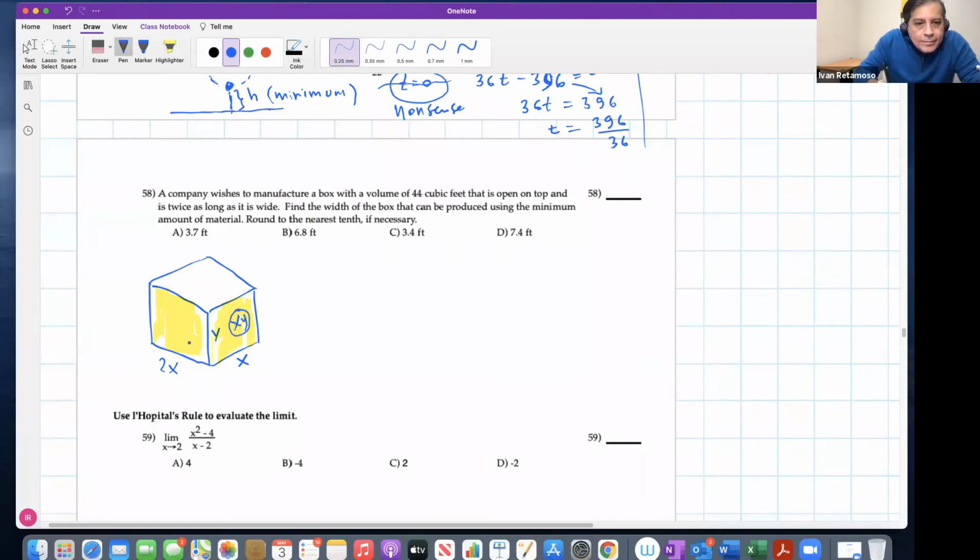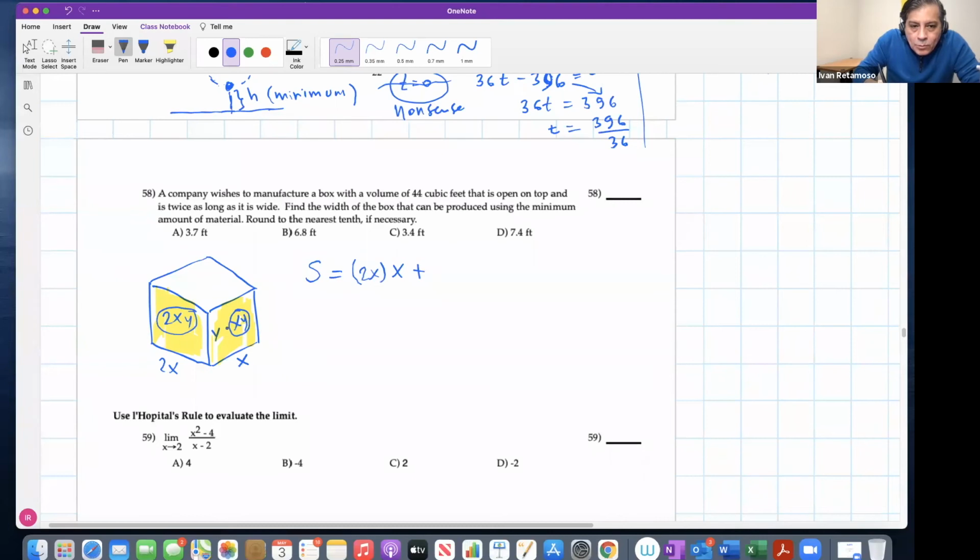The area here, multiplying this by this, is 2xy. The area in the bottom will be the multiplication of these two. So if we represent the surface area to construct this box as S, it is going to be the area of the base. The area of the base will be 2x times x.